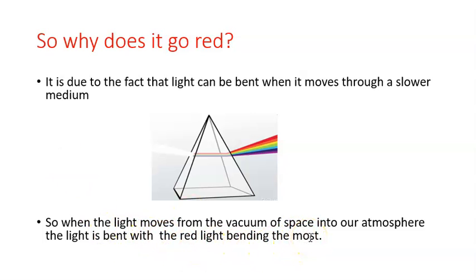The reason for this is that in a vacuum, light moves very, very fast. Well, it always moves very fast. But when it hits the Earth's atmosphere, it actually slows down. And this causes the refraction to happen that you can see in this prism.